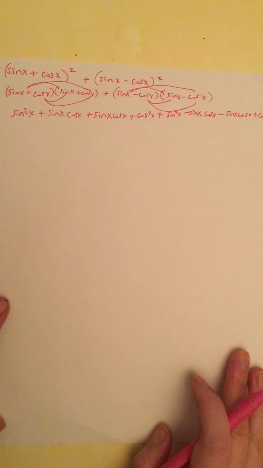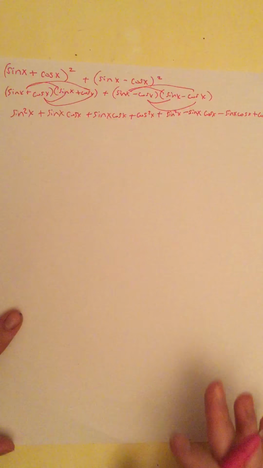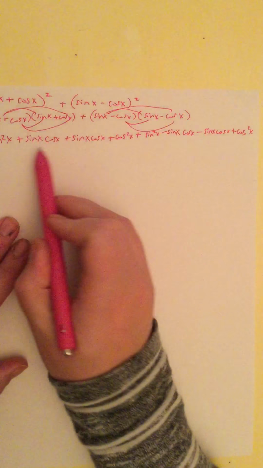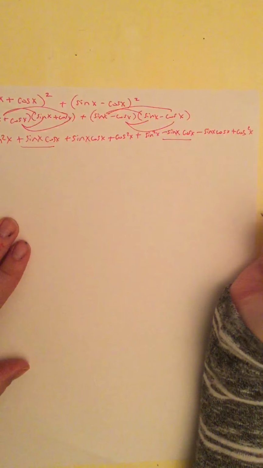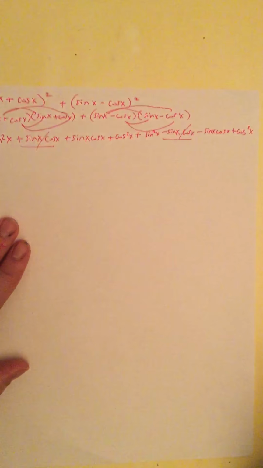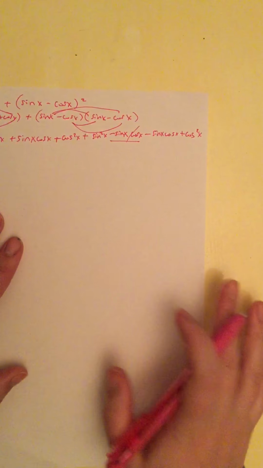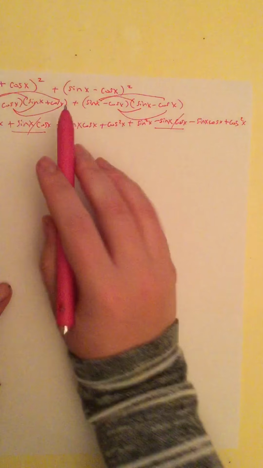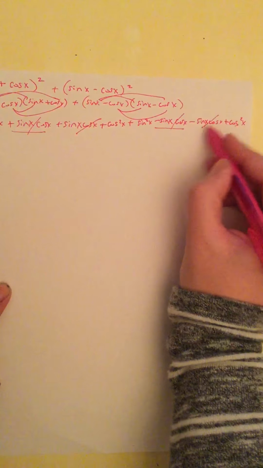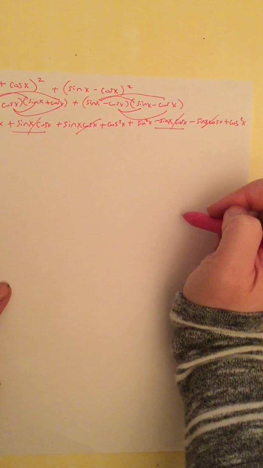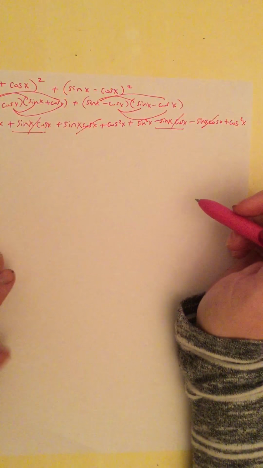So goodness, this is crazy. But what I want you to start noticing is patterns. So we have a plus sine x cosine x and a minus sine x cosine x. Those two cancel each other out. Then we have another plus sine x cosine x and another minus sine x cosine x. So those cancel out.